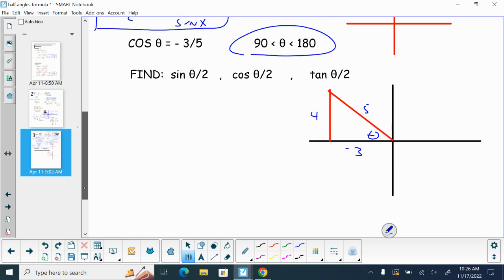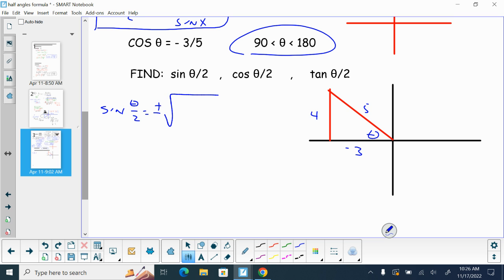I want to find the sine of theta over 2. So we have plus minus square root of 1 minus cosine of theta divided by 2. Well, my cosine of theta is given to me already as negative 3/5. So once again, making my substitution.